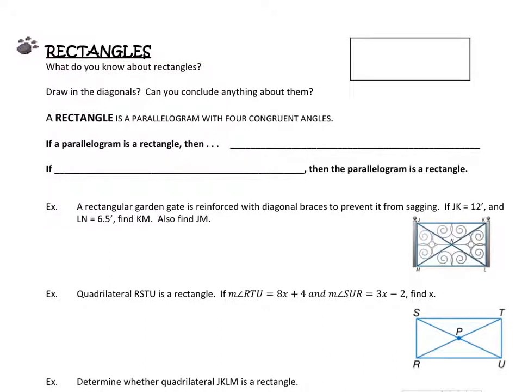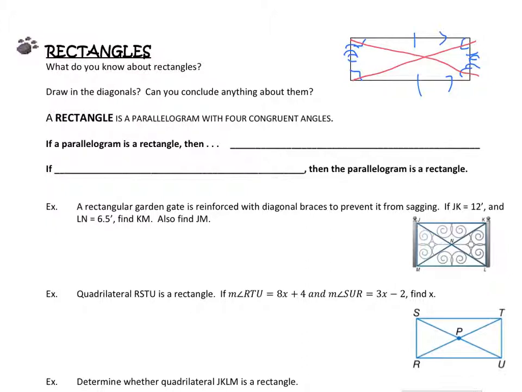All right, today we're looking at rectangles. Looking at what we know about rectangles, we know that, for instance, rectangles all have 90-degree angles. It's a parallelogram, which means opposite sides are congruent and opposite sides are parallel. One thing we're going to learn today is about its diagonals. The diagonals of a rectangle are congruent.